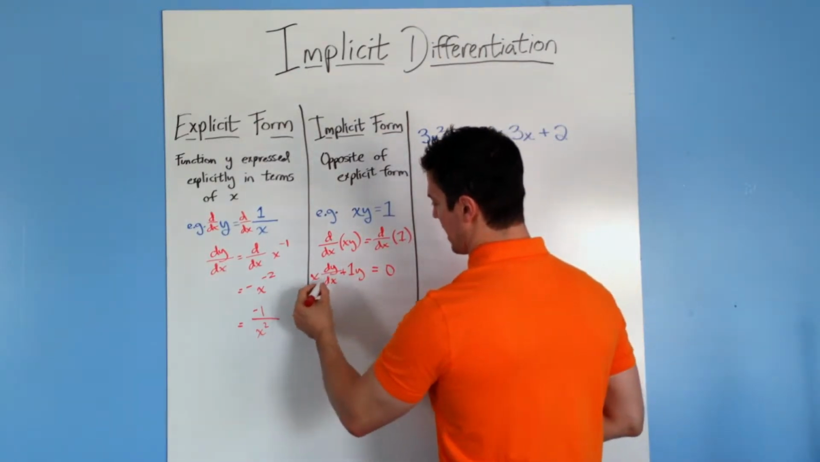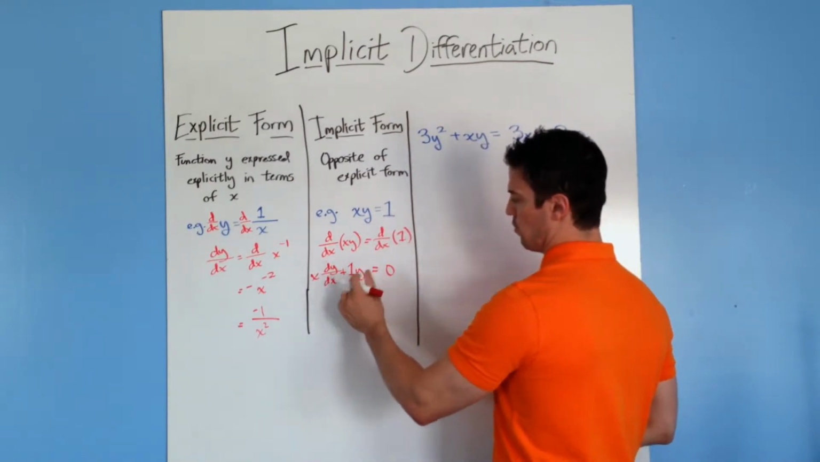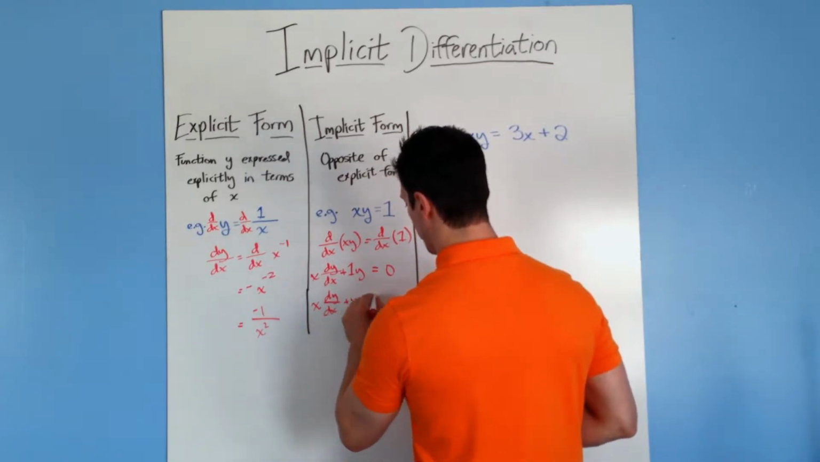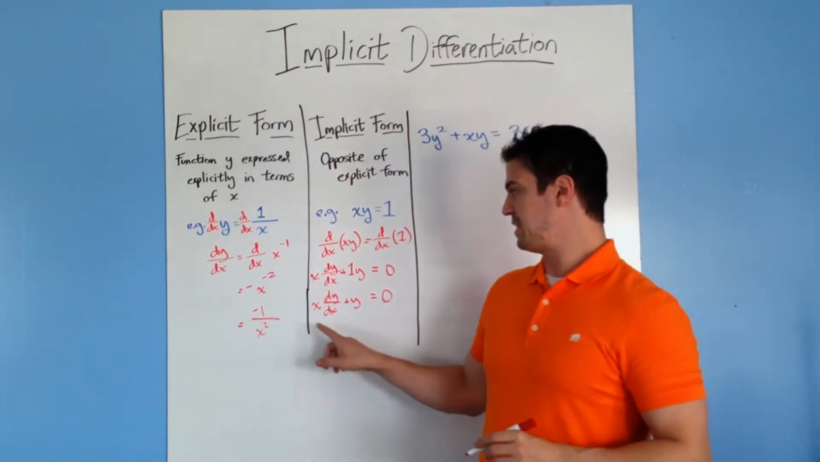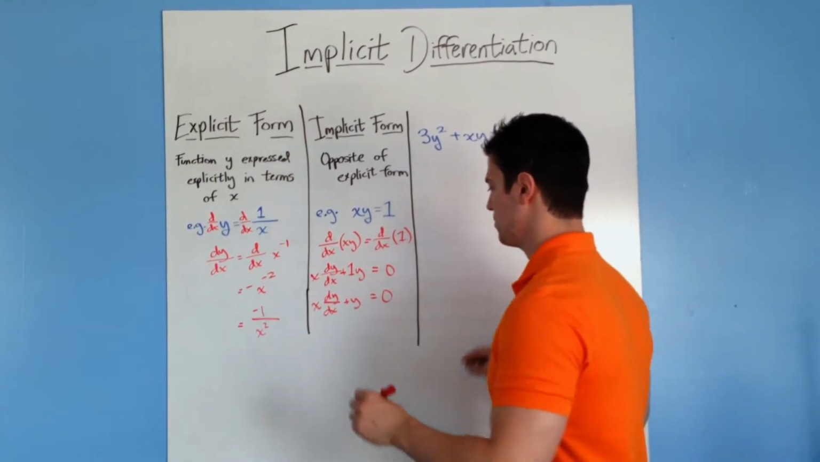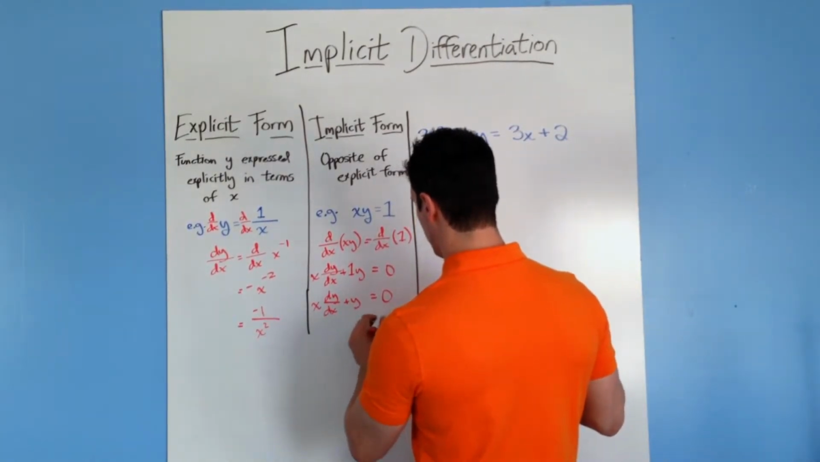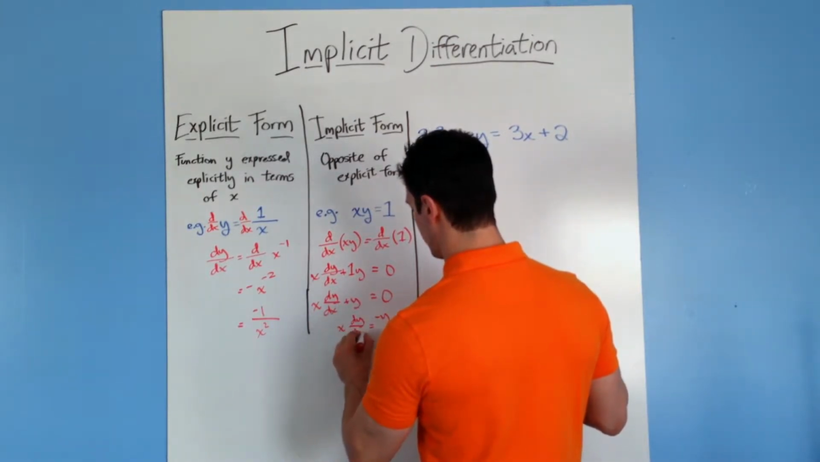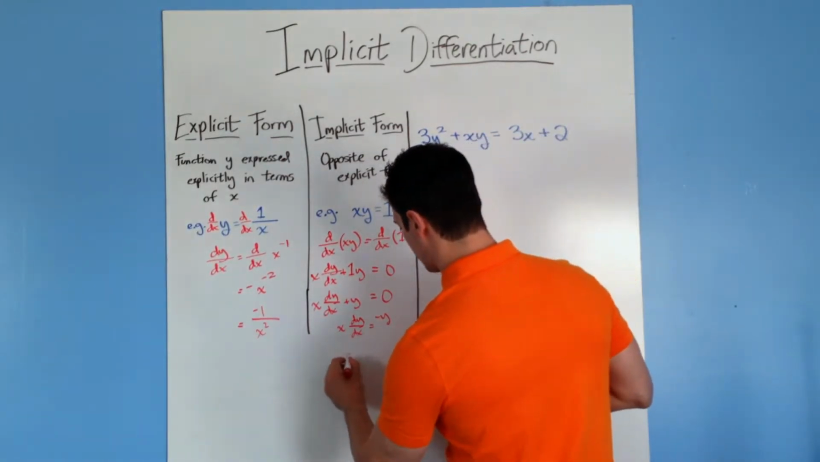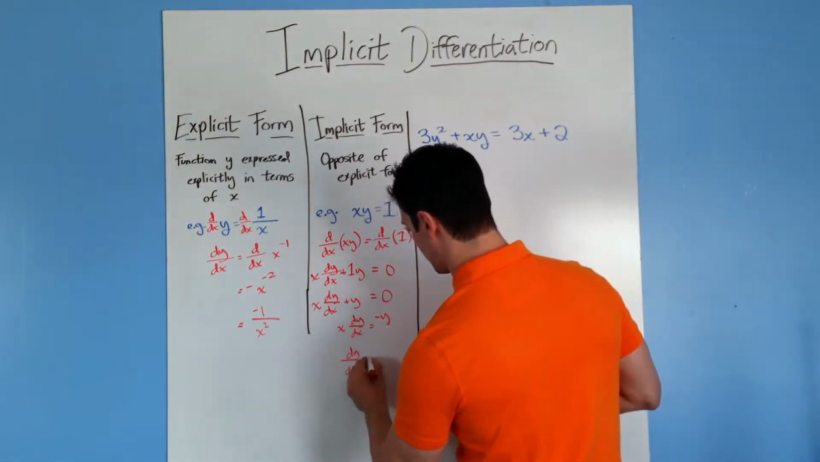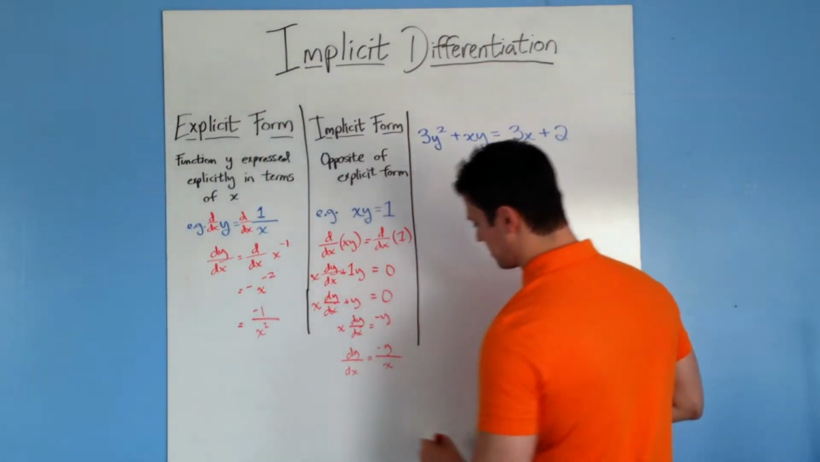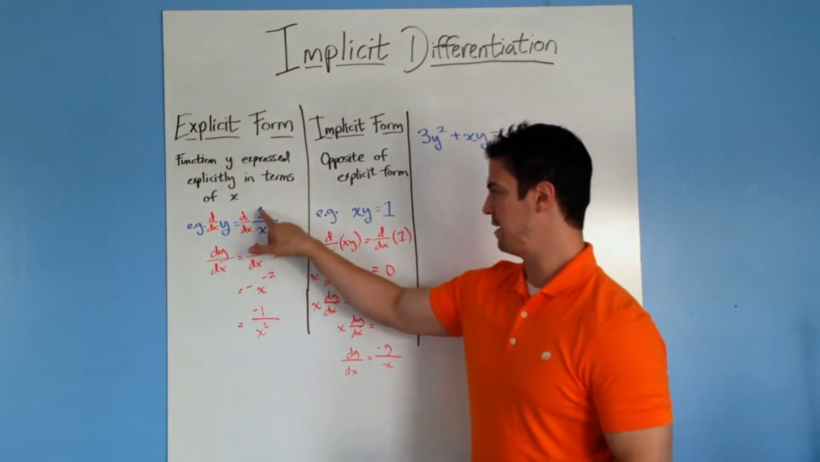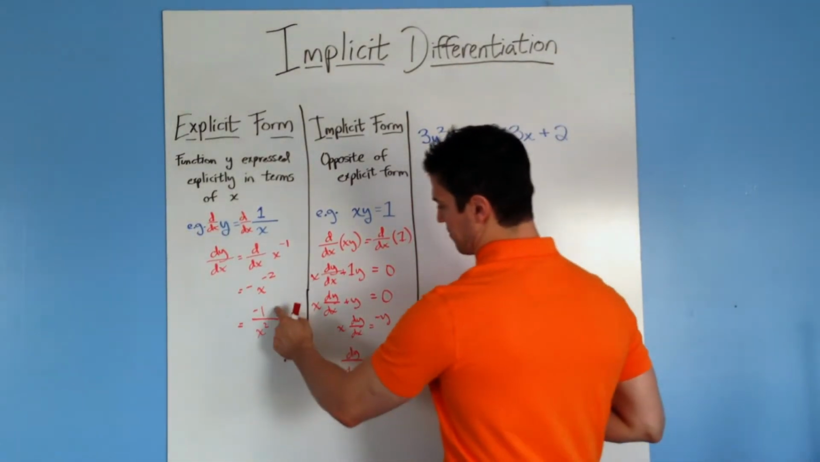So you end up with x times dy over dx plus y. So let me simplify this real quick. Plus y is equal to 0. We still haven't solved for the dy dx like we did over here. So I'm going to do that now. I'm going to subtract y from both sides, and you end up with negative y is equal to x times dy over dx. Divide both sides by x, and you end up with dy over dx is equal to negative y over x. Now, your answer is in terms of y and x here, but if you substituted the y as 1 over x, you would still get the same answer of negative 1 over x squared.